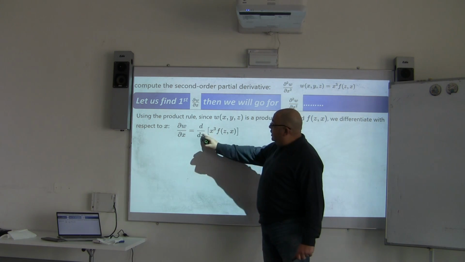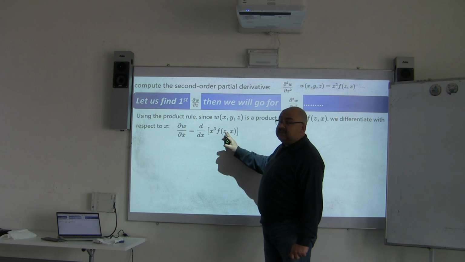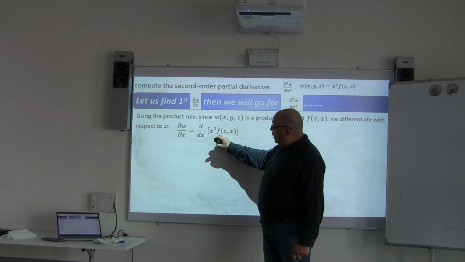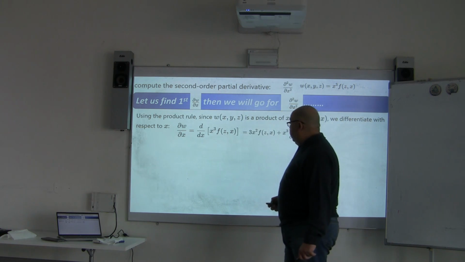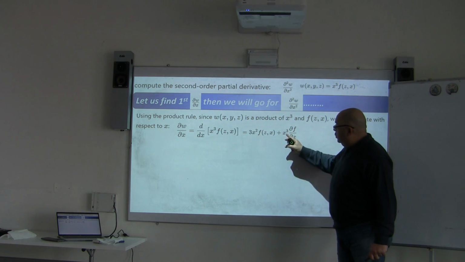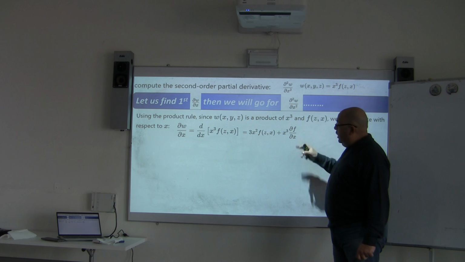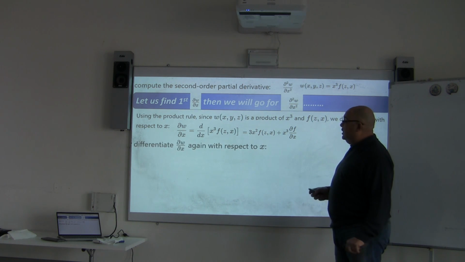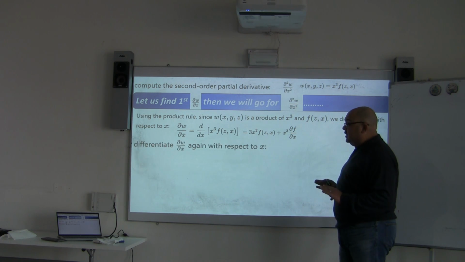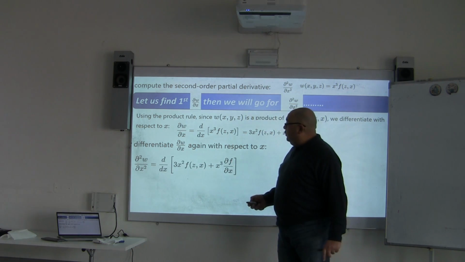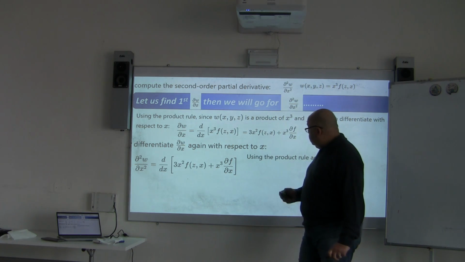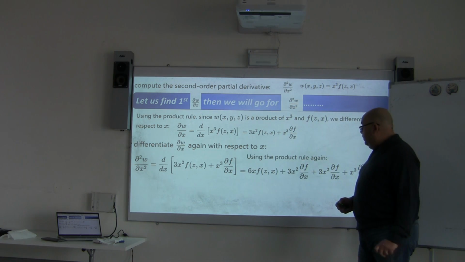So it's going to be 3x squared times f, plus x cubed times partial f, partial x, or I can do it directly. So it's going to be 3x squared as I told you, then partial f, partial x. Here, f is a function in x and z, so I can differentiate it very simply. Here is the result, the derivative of partial f, partial x. It's also an arbitrary function.